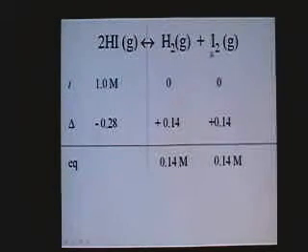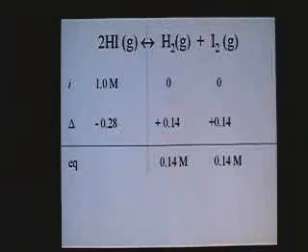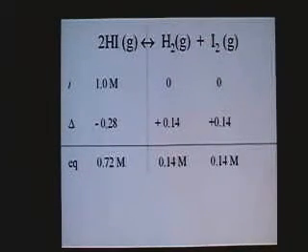We could have also looked at the 1 to 2 ratio between the iodine and the hydrogen, which also would have said we need to double the 0.14 to subtract the 0.28. It is just coincidental that those two values added together to be 0.28. Once you know how much you're subtracting, go ahead and subtract and you'll have your equilibrium value.